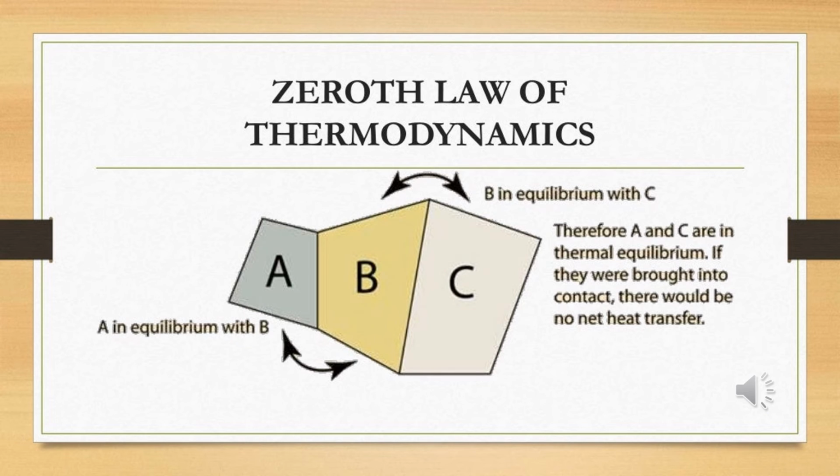Next is the laws of thermodynamics. There are four laws: the zeroth law, first law, second law, and third law. The zeroth law states that when body A is in equilibrium with body B, and body B is in equilibrium with body C, then A and C are also in thermal equilibrium. If they were brought into contact, there would be no net heat transfer. This is known as the zeroth law.